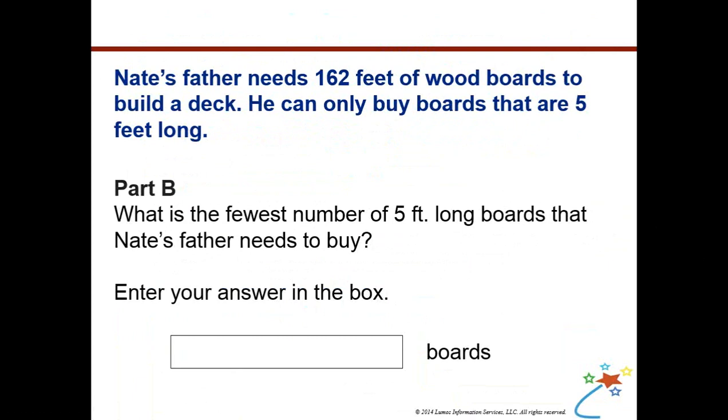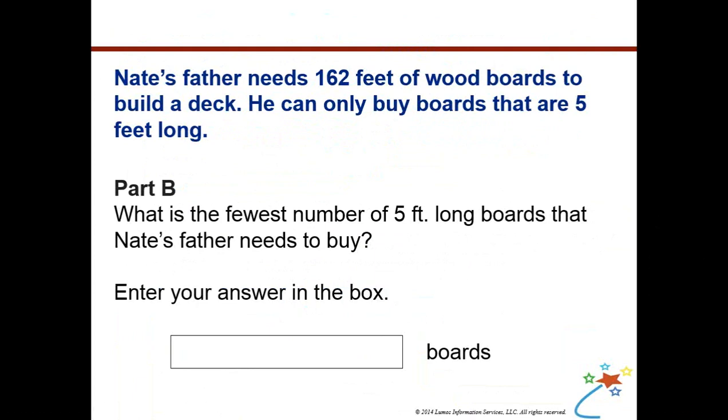We're going to use the exact same equation that we did before. And this time we're also going to use the calculator. I'm going to take the 162 feet of boards that I need, and I'm going to divide that out by the 5 feet boards, which is the only thing that he can purchase them in. When I do, I get 32.4.